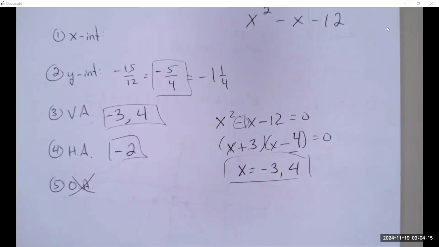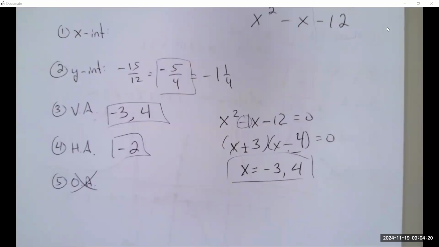You just change the signs. It doesn't matter, because it's called the commutative property of multiplication: A times B is the same as B times A.